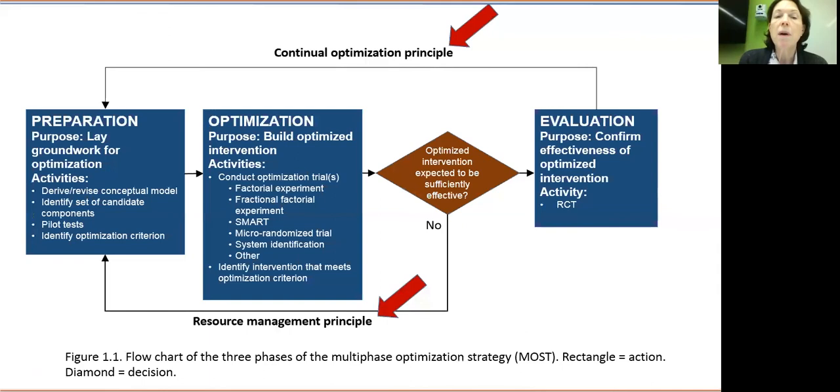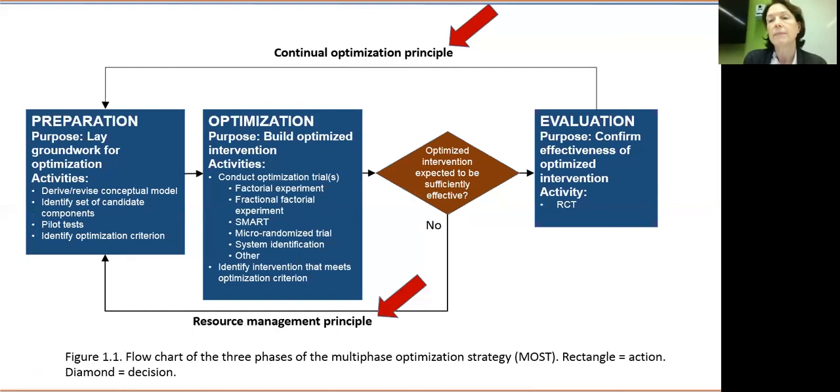Your conceptual model says that each component works by changing particular mediators. And I think if you have faith in your conceptual model and it was carefully developed, it makes perfect sense to evaluate the components in terms of how well they move the mediators. Thank you.